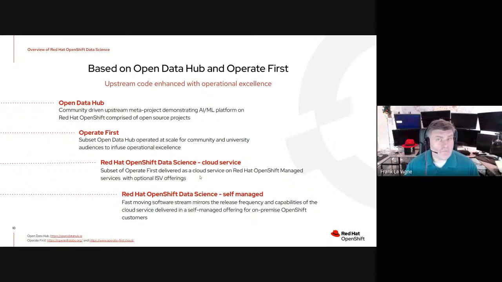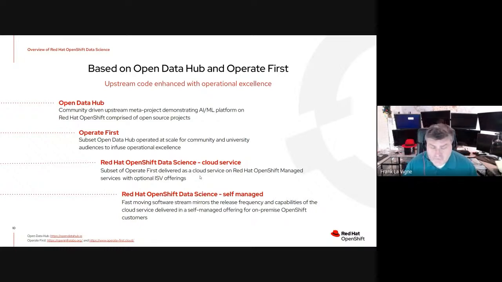So think of ROSA or Red Hat OpenShift Service on AWS, with optional offerings with ISVs, and we'll talk about our partner ISVs in a minute. And finally, and this has really been a game changer for a lot of our customers, is Red Hat OpenShift Data Science self-managed. Basically, this is a fast-moving software stream that mirrors the release frequency and capabilities of our cloud service, but delivered in a self-managed offering for your on-premise needs.